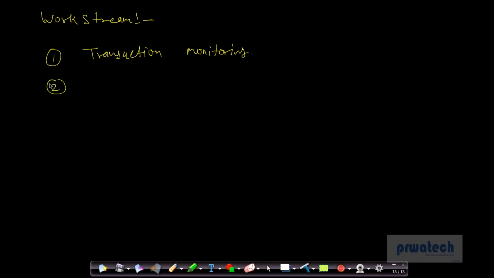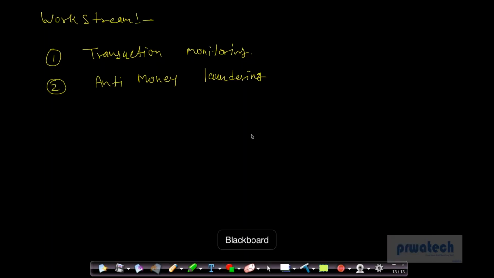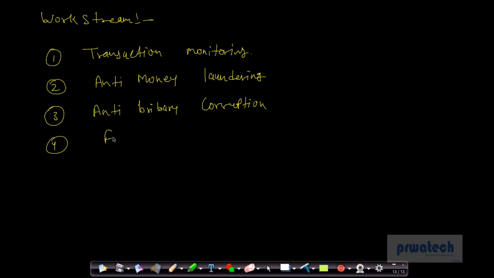Then the second one is anti-money laundering, called AML business. Okay, I think I've written it somewhere here also. Anti-money laundering has many cases across the globe, including India. Then anti-bribery and corruption. Right. Then the fourth one is fraud data analytics.